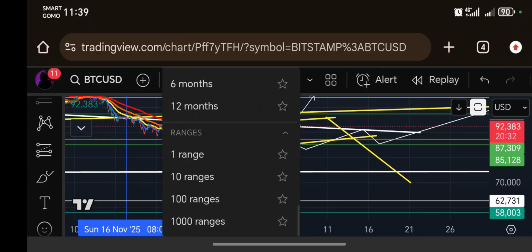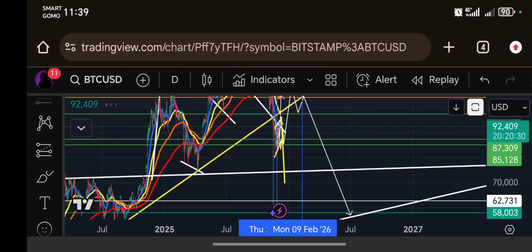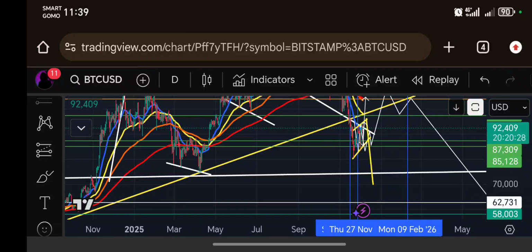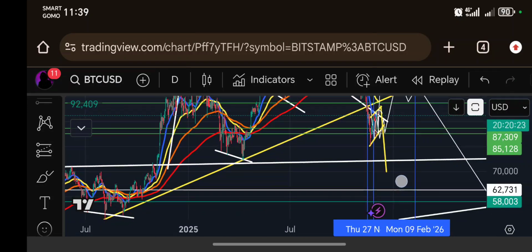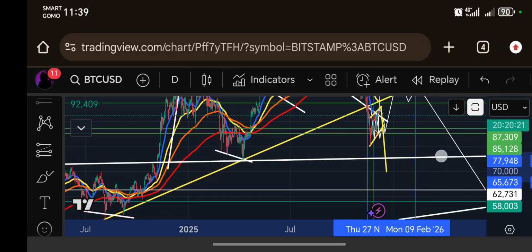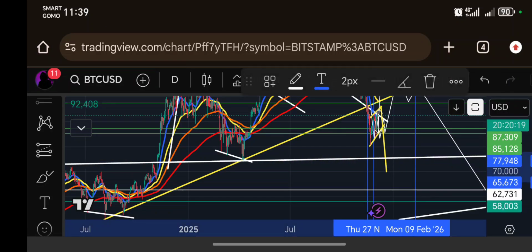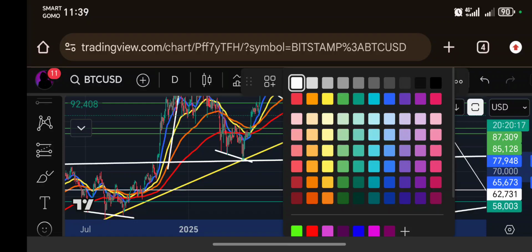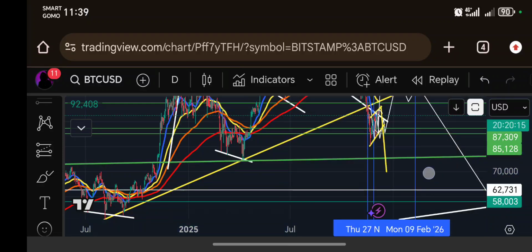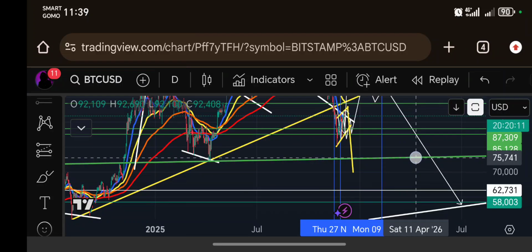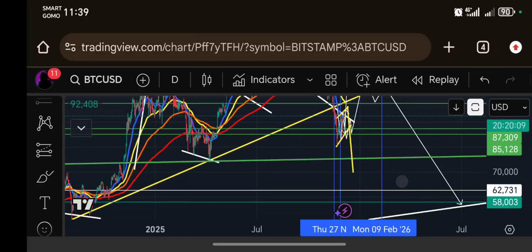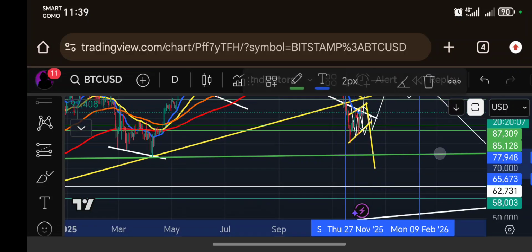Okay, I want to look at the higher time frames so we can see if there's a nice support in there. Yep, this could be. This one could be around here. Yep, I'm gonna color that green. That's your 85,000, 75,000 should I say. First level of support. Let me change the color. Yep, there you go.